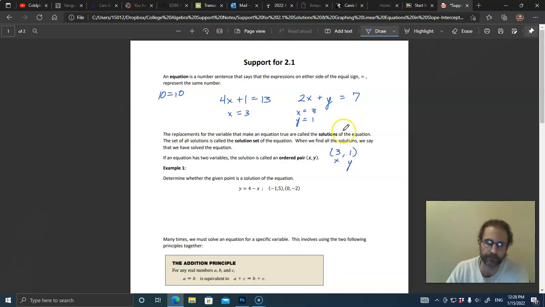Now I want to point out that you'll see equations that don't always use x and y. They could use a and b. So it really doesn't matter what the variables are. If this were 2a plus b is equal to 7, the solution's still going to be the same, except your ordered pair would be written with the a first and the b second. Usually they're in alphabetical order. So you'd plug a 3 in for the a and a 1 in for the b. So that's just an example.